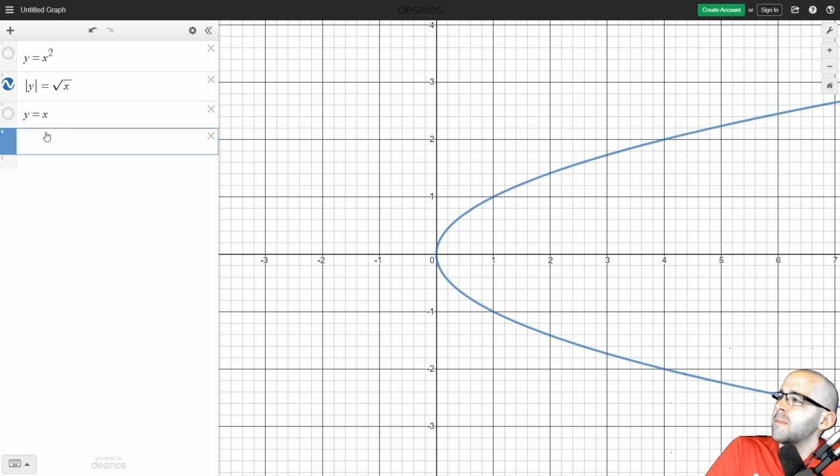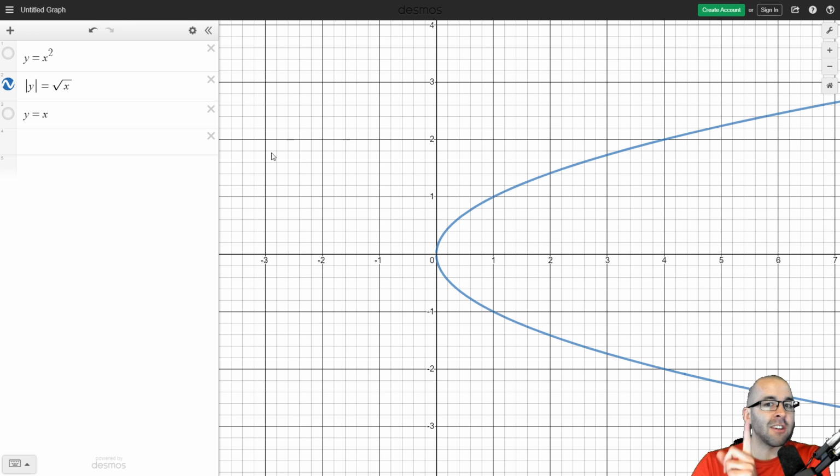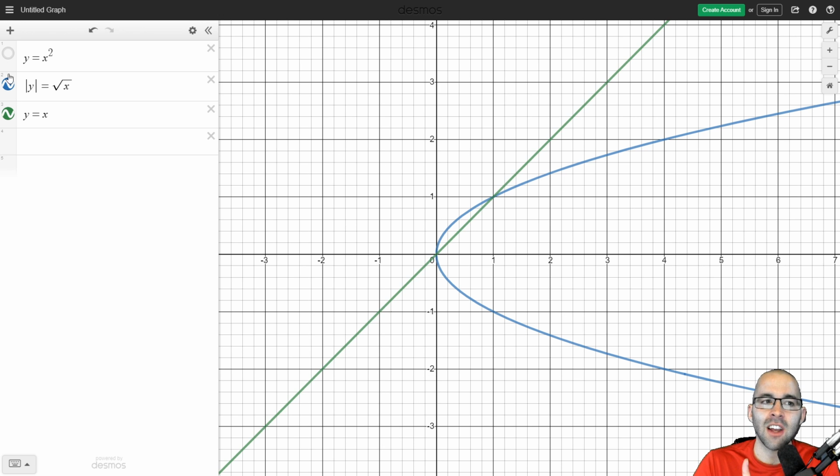But look at this blue. We're talking about inverse functions, and one of the big things about functions is the vertical line test. Every input needs to give us only one output. But this certainly fails the vertical line test. This is not a function right here. So x squared doesn't have an inverse function unless you restrict the domain.